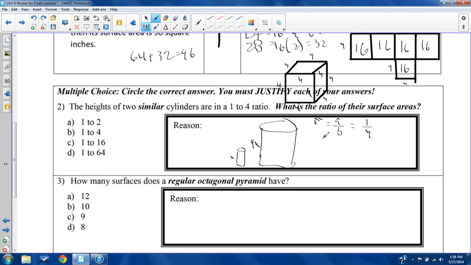And that is 1:4. Your ratio of surface area is a ratio of area, so ratios of areas are squared. That's A squared over B squared, which is 1 squared over 4 squared. That is 1/16. So it's going to be C.